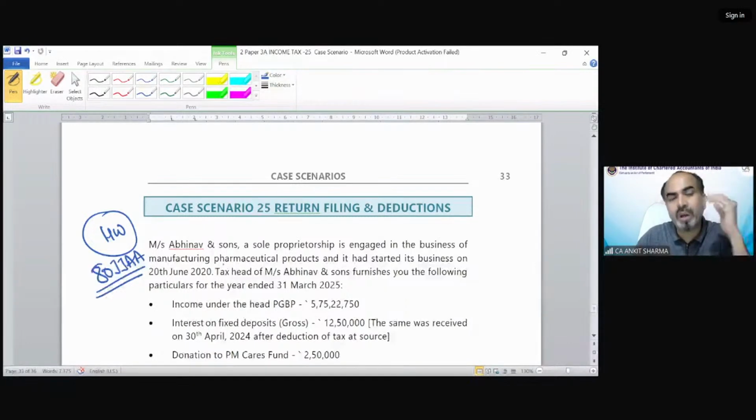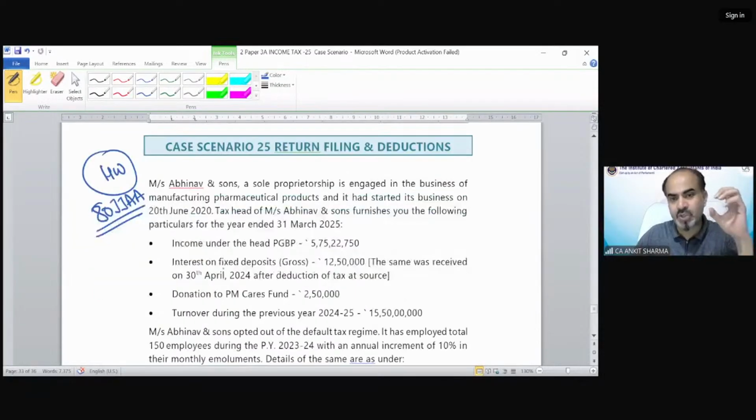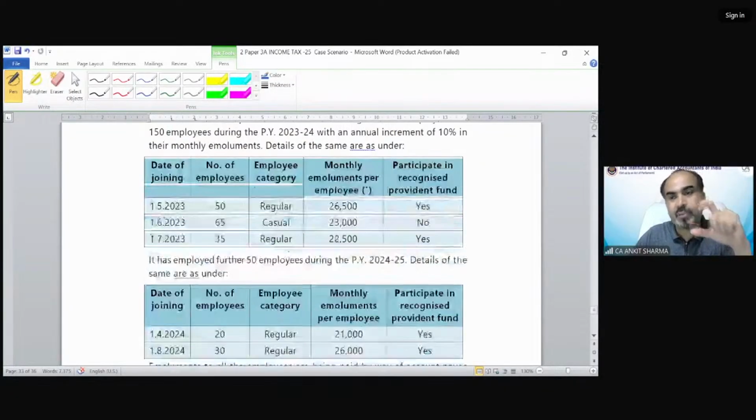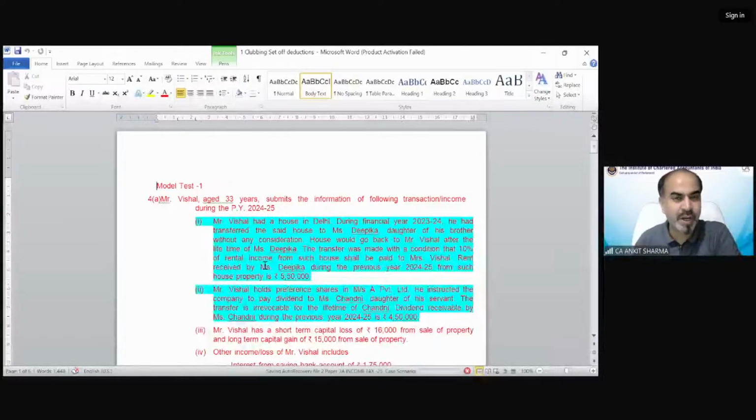You have to go through the provision first, because before solving this question, I will ask about the provision: which employees need to be included for the purpose of claiming deduction under this section. So now we are going to solve some more questions. These are from the 8 model test papers. Out of those 8 model test papers, I have extracted the questions related to set off and clubbing provisions. So now we are going to solve those questions one by one.